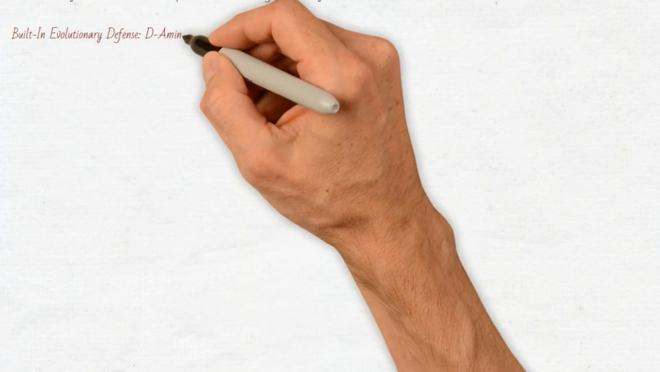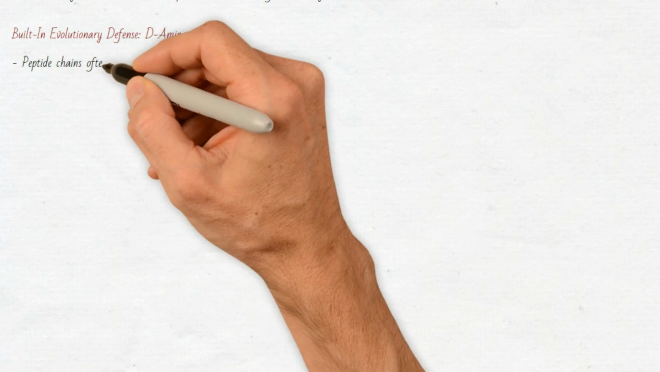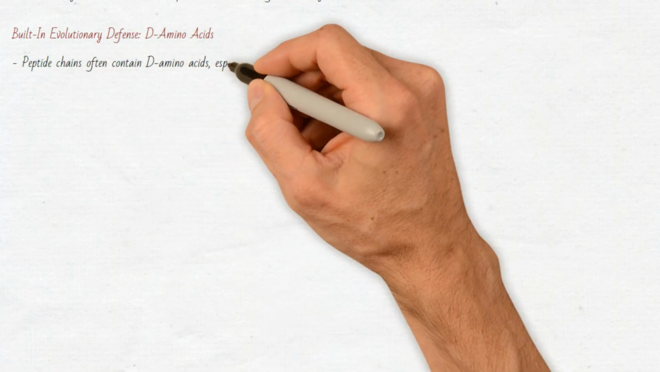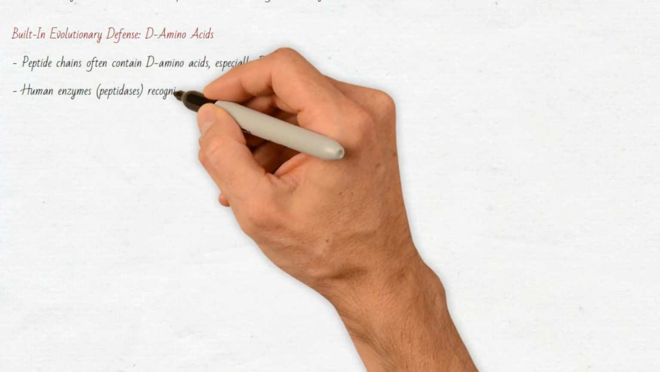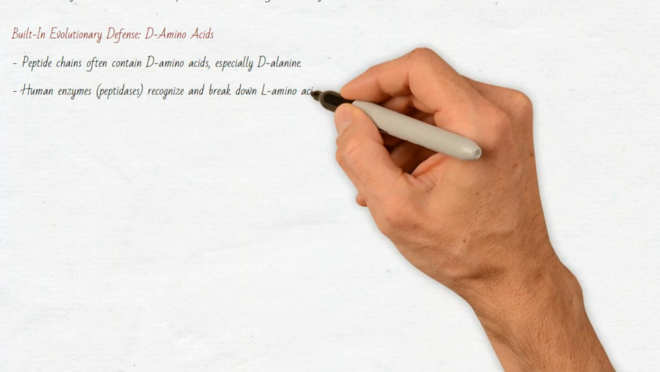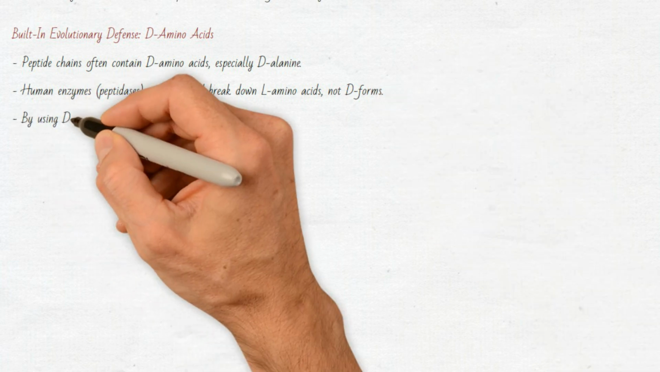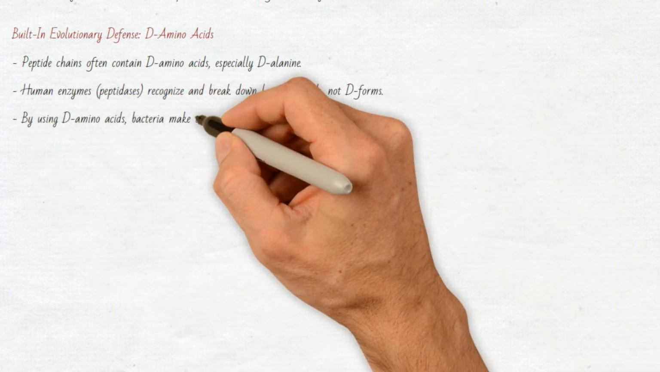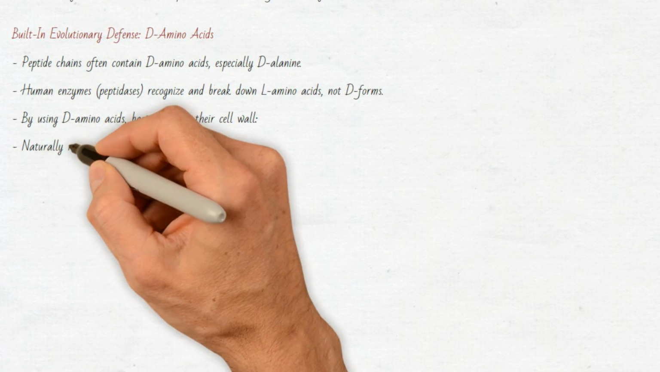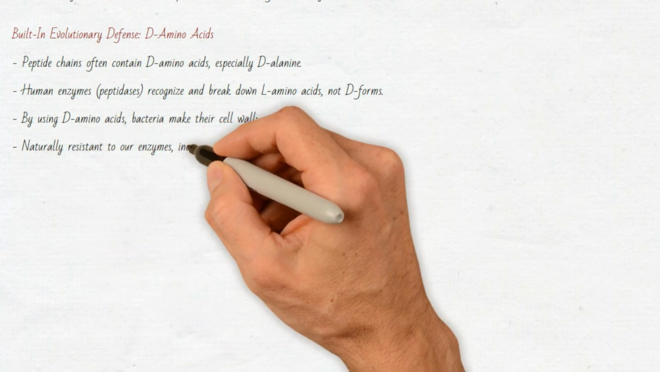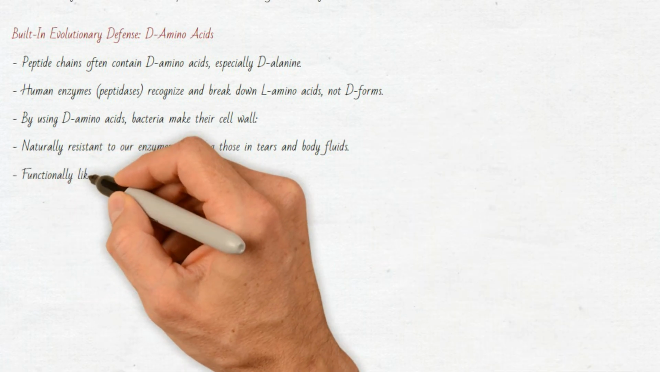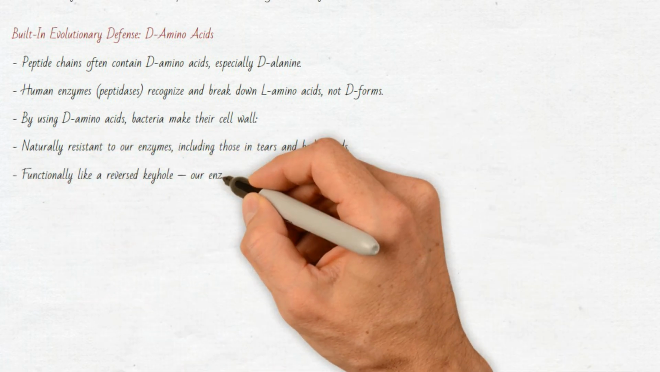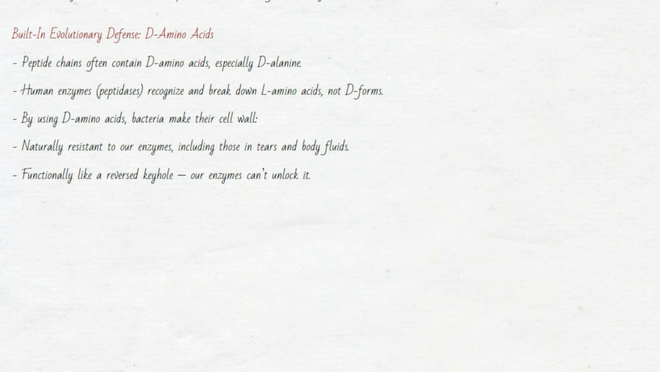What's fascinating is this evolutionary defense that's built right into the structure. These peptide chains often incorporate D-amino acids, like D-alanine. Now that seems like a tiny detail, but it's a brilliant defense mechanism. Our own biology, the enzymes we produce to break down proteins, they're almost all specialized to recognize L-amino acids precisely. By using D-amino acids, the bacteria build a wall that is inherently resistant to being broken down by the peptidases we might use against them, like the ones in our tears. It's like walking up to a lock and finding the keyhole is reversed.